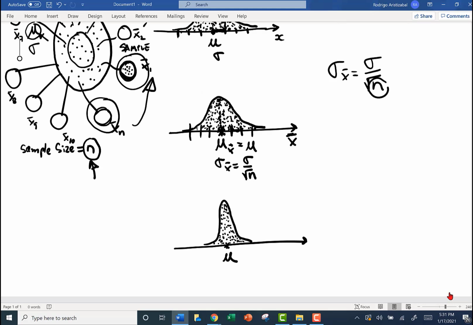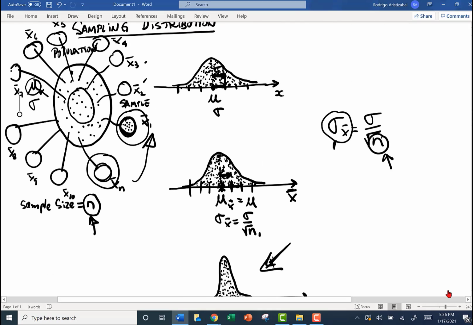Because my sample size is bigger, the standard deviation of the distribution will be smaller, then the distribution will be narrower. If this distance is the standard deviation when my sample size is n1, then this standard deviation will be smaller. If we increase the sample size, we can obtain other sampling distributions narrower, even narrower. The bigger the sample size, the narrower the distribution, which is the limit.